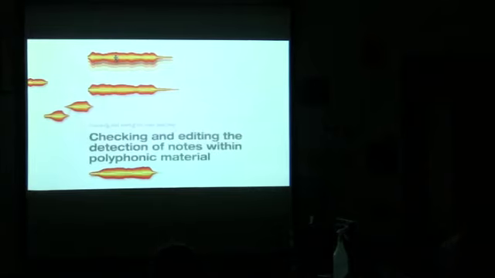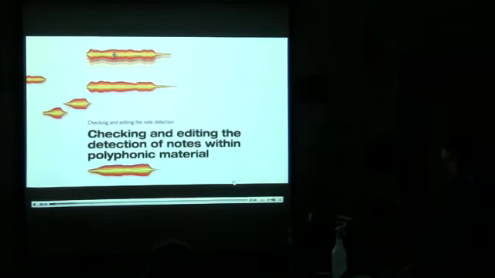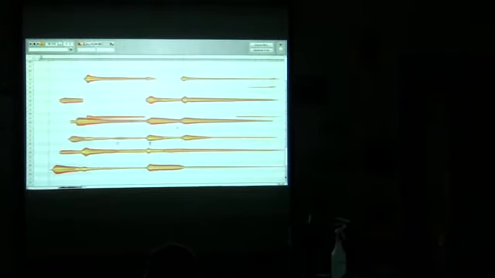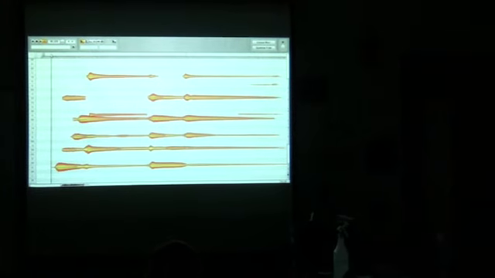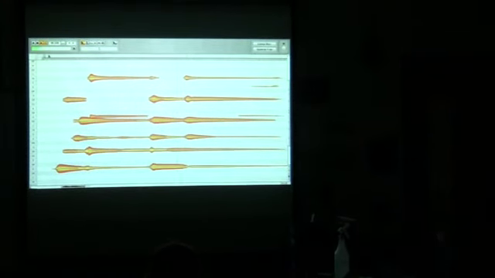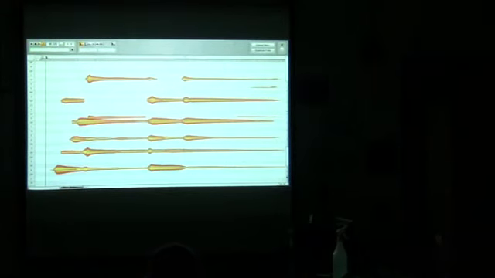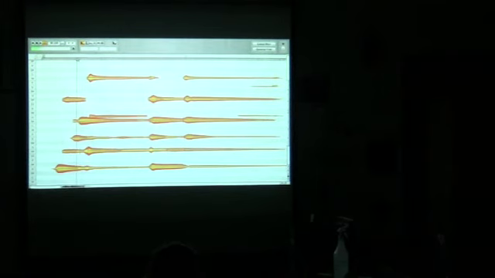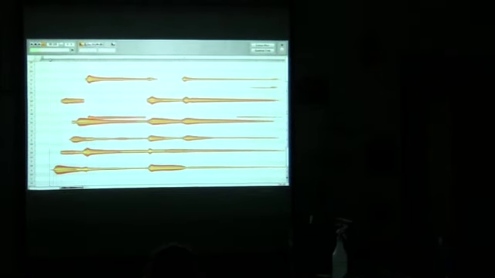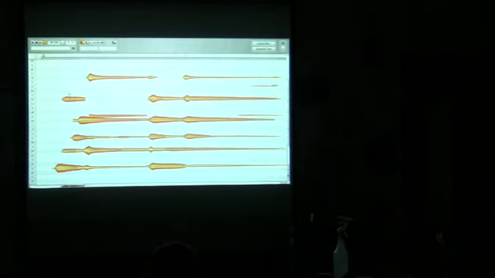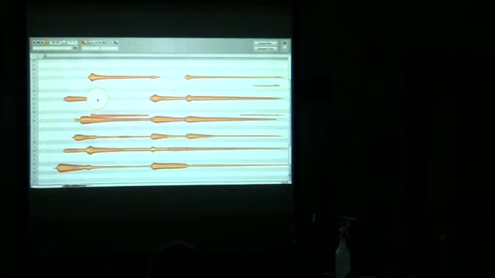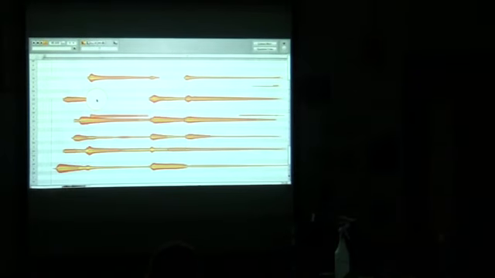Welcome to the Melodyne Editor Tour about checking and editing the detection of notes within polyphonic material. Here we have some freshly analyzed piano chords. If you listen closely and compare the music with what you see, you will quickly realize that this note here is not part of the recording. Also, here we definitely hear a note, but the corresponding blob is missing.